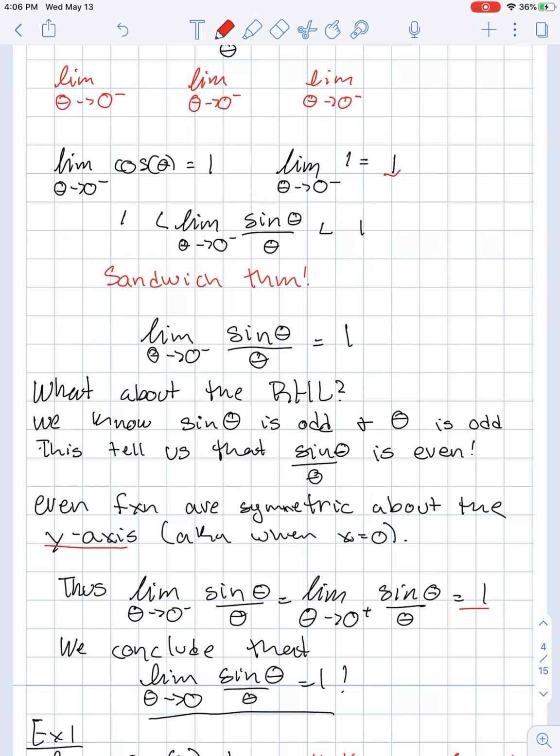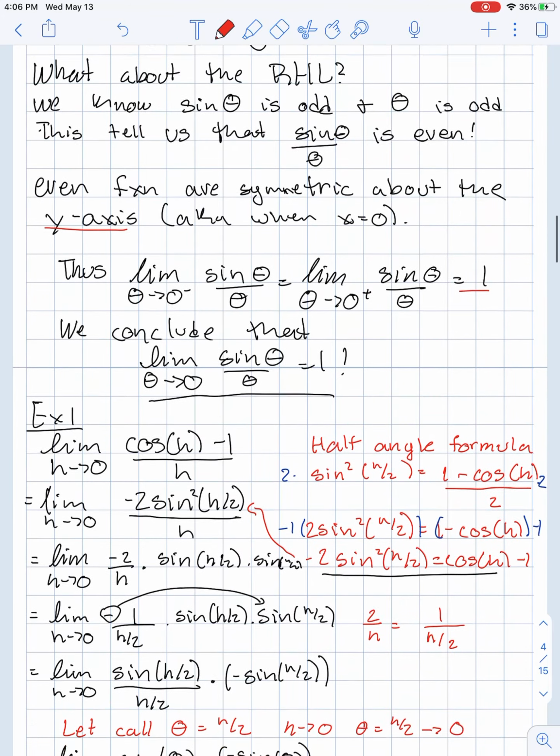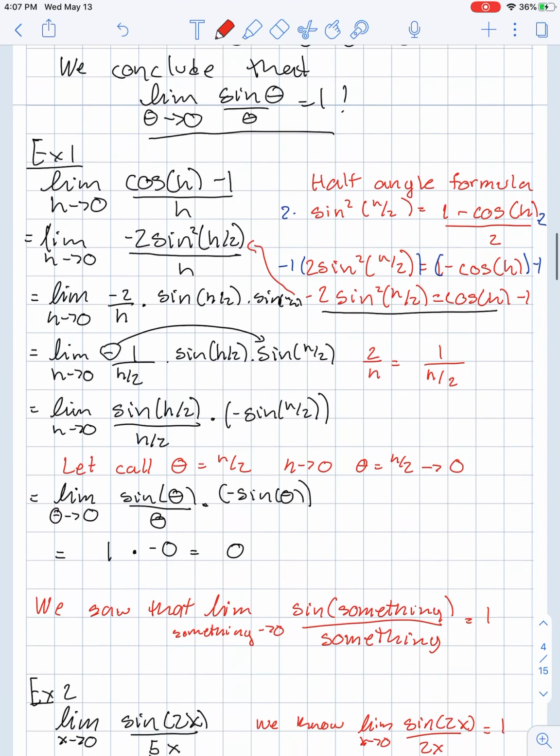All right. So what's the point? Cool. Sine of theta over theta, it goes to 1. It's actually pretty useful in a lot of limits.